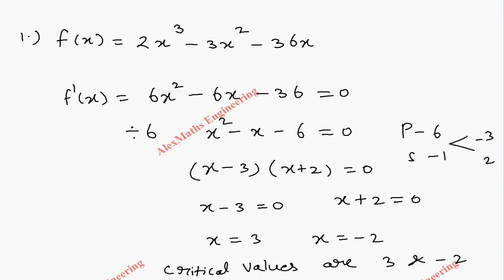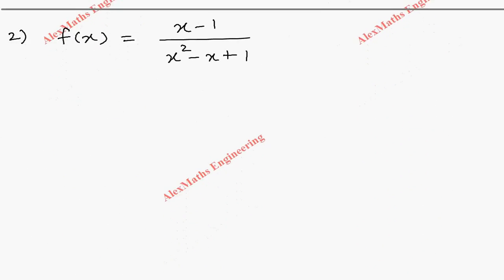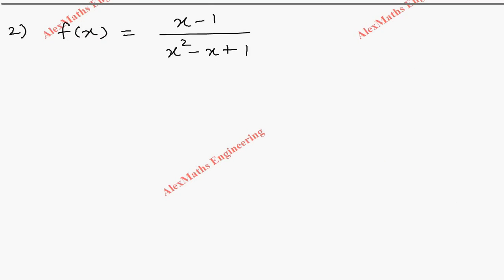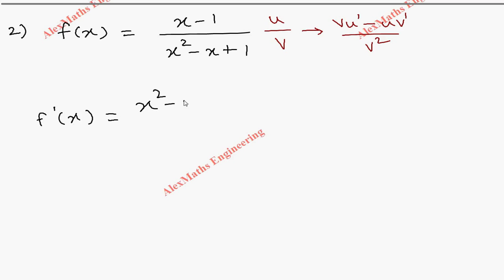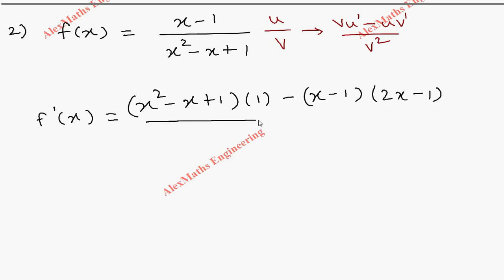makes 0. Another question, f of x is given as x minus 1 by x square minus x plus 1. So we have to follow the u by v rule to differentiate this. So the formula is v u dash minus u v dash by v square. So f dash of x is going to be v, we have to write as it is, x square minus x plus 1, into differentiation of u is 1, minus u, we have to copy as it is, and the differentiation of the denominator is 2x minus 1, whole divided by v square, that is x square minus x plus 1 whole square.